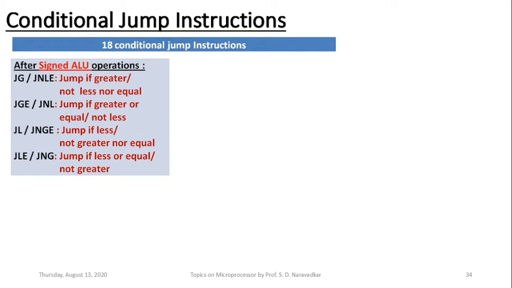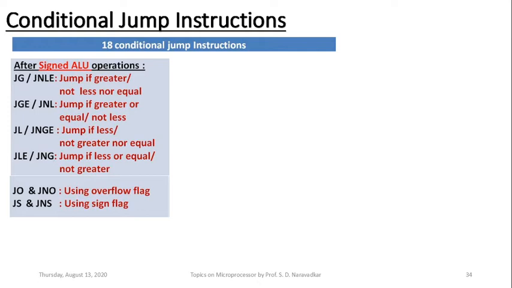Now apart from these 4 instructions, 4 more instructions are defined within this same category, the instructions to be used after signed ALU, and those are written just below. By using overflow flag, jump if overflow: if overflow flag is set, then that jump will take place. And the second is jump if not overflow, JNO: if that overflow flag is reset, then that jump will take place.